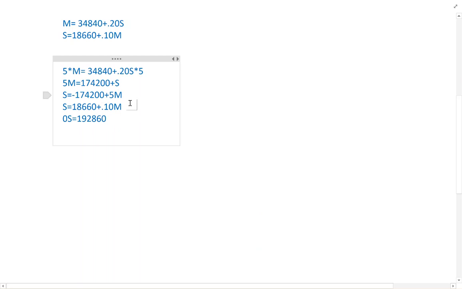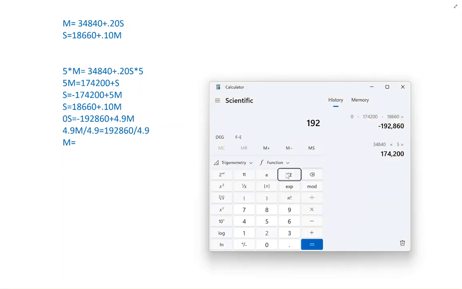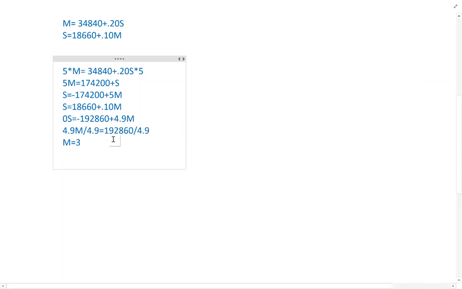And this 5 will become 4.90 M. I can rearrange this equation. I can say 4.90 M equals 192,860. The reason it becomes plus is because if I take it to the other side, it will become plus. Now dividing both sides by 4.9, I will have the value of M. So M equals 192,860 divided by 4.90, which becomes 39,359.